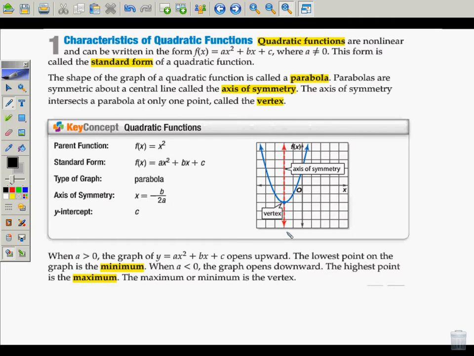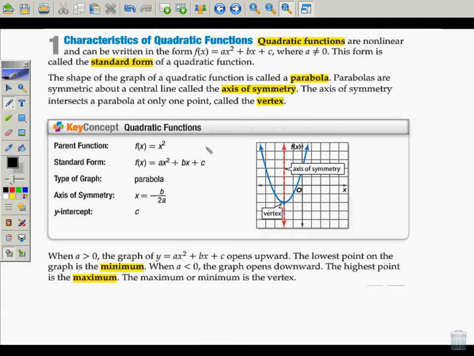If you think about it, since it's symmetrical on either side of the line, if I were to fold my paper along this line, each side of this graph would match up with the other side. That's what being symmetrical is. It's like a mirror image. If this line was looking in the mirror, it would see the exact same thing. And that axis of symmetry always goes through the vertex, which is either going to be your highest point or the lowest point of your parabola.